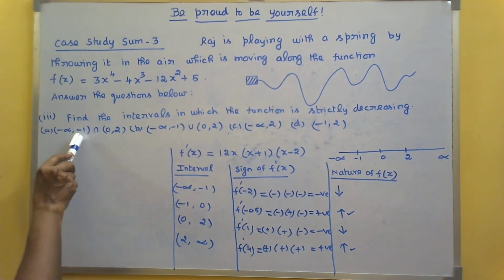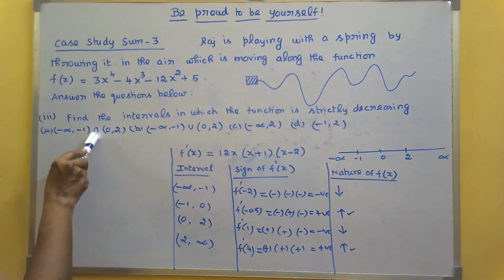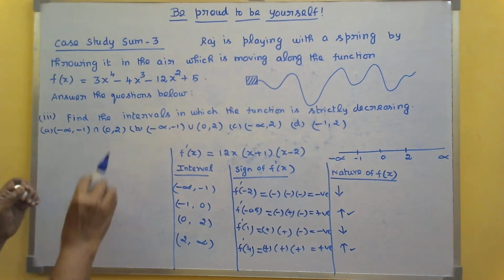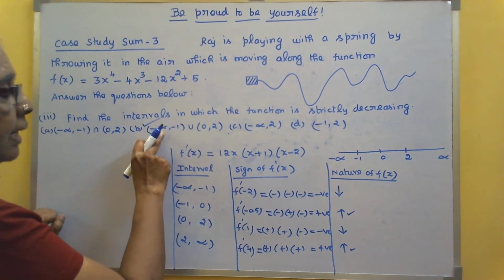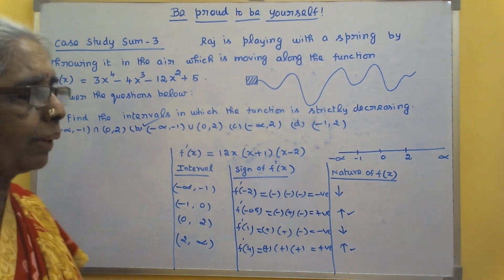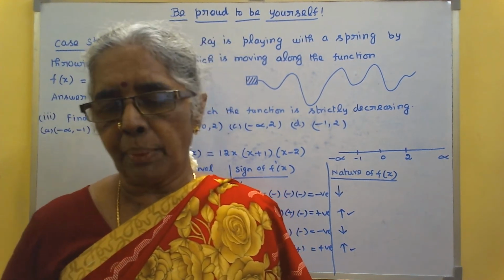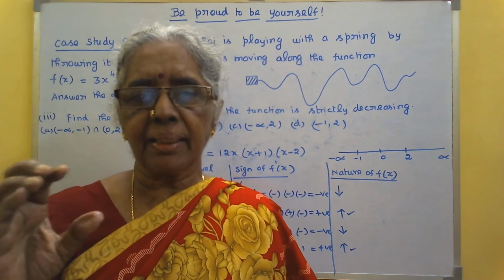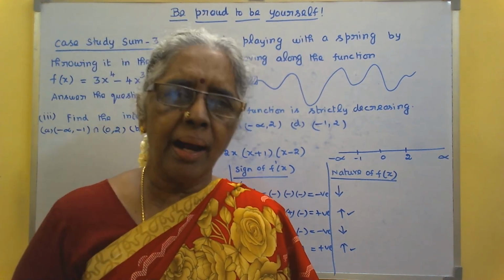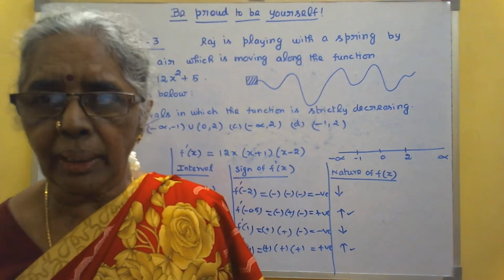Now see here, you have got the same answer here, but here is the intersection sign and here is the union sign. Make a note of it. So now only this is correct. That is minus infinity to minus 1, union 0 comma 2 is your answer for the third subdivision. So for the strictly increasing and decreasing, you can use the same tabular column and you can write the answer.